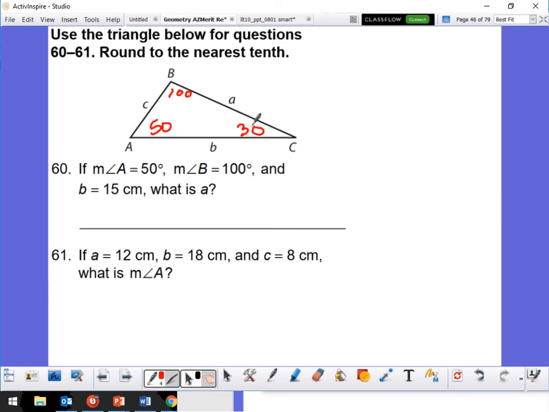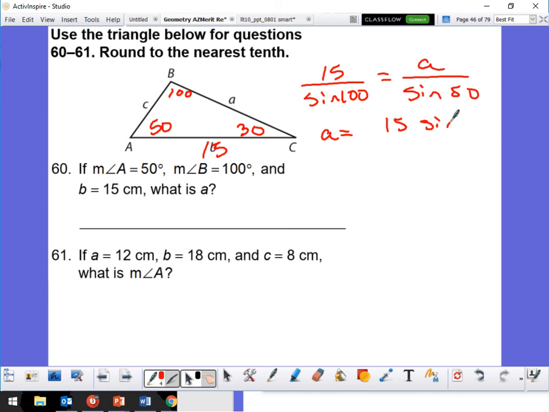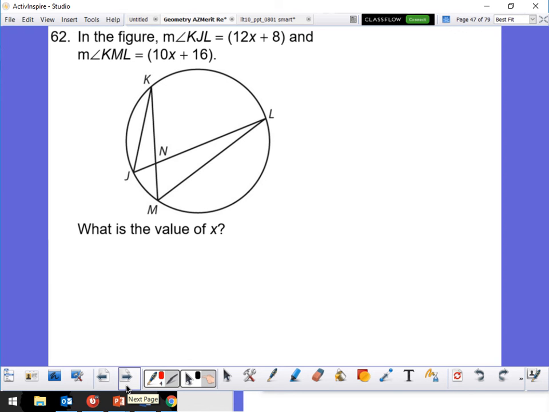Do you want me to do it for you? Yeah, just solve it real quick. Because we know this is 15, it's going to be 15 over sine of 100 is equal to A over sine of 50. So A would equal 15 sine of 50 divided by sine of 100. Law of sines. We don't cover it in here, so don't sweat it. Give it a good guess.